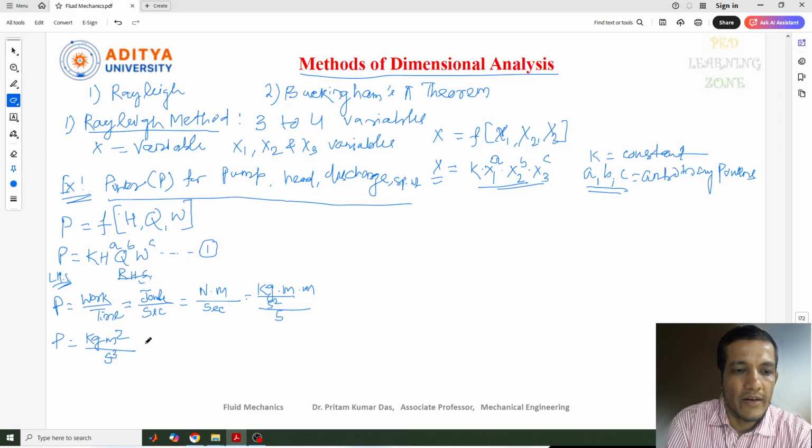Now let me write it in the form of dimensions. We need to represent these in fundamental units. There are three fundamental units: mass, length and time. So kg is mass, M, meter square is length, L to the power 2, and second is time, T, and T to the power 3, which in the denominator comes to the numerator with a negative power. So this is the dimensional form of power.